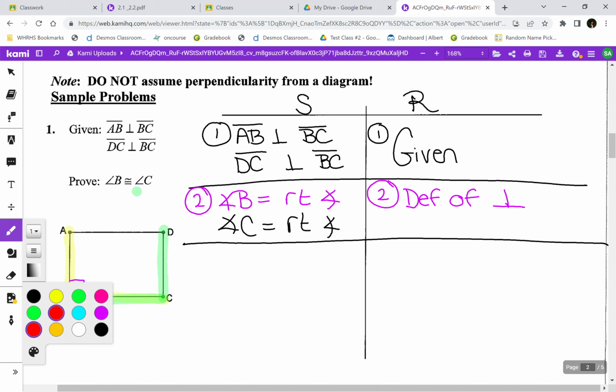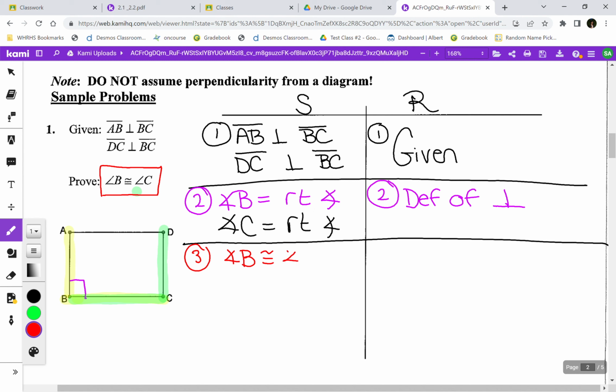Okay, so we went through our given, we made conclusions. Now let's see what we want to prove. We want to say angle B is congruent to angle C. Your first step in every proof is your given. Your last step is always what you want to prove. Now, what have we written so far? We've written angle B is a right angle, angle C is a right angle. I can now say that angle B is congruent to angle C.